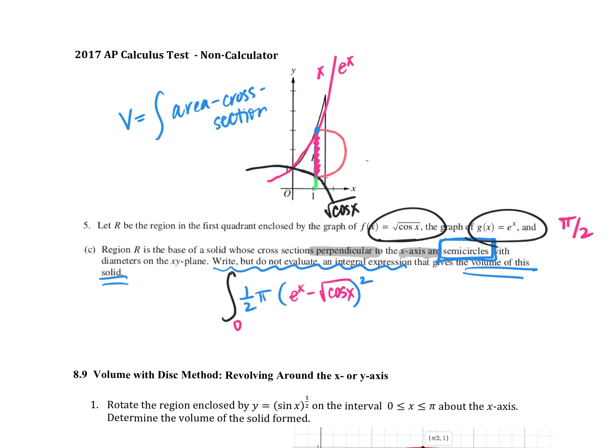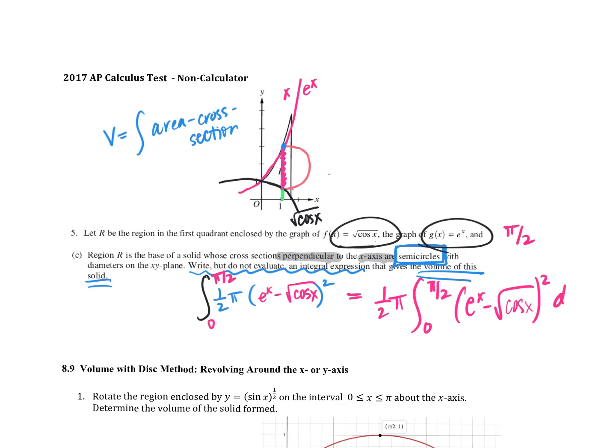Can we take the 1/2 pi outside? 1/2 pi is a constant. You could totally leave it out there. We don't have to solve it, but just leave it out there. It could make your life a little easier. If you forget your dx on the AP test, they don't care. Cool, you guys?